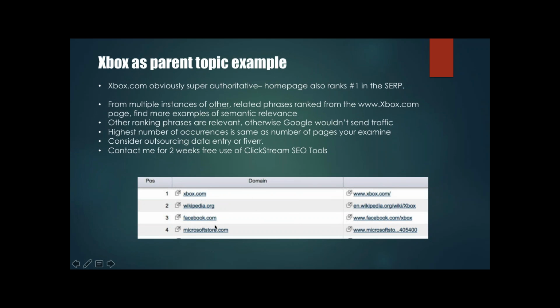Here are the top 4 results you're seeing in SEMrush, and that includes the domain, but most importantly, what we're going to use is the page. Of course, Xbox.com ranks number 1, and from multiple instances of the other related phrases from that page, we find more examples of semantic relevance. The other ranking phrases are relevant, otherwise Google wouldn't send traffic to the page.